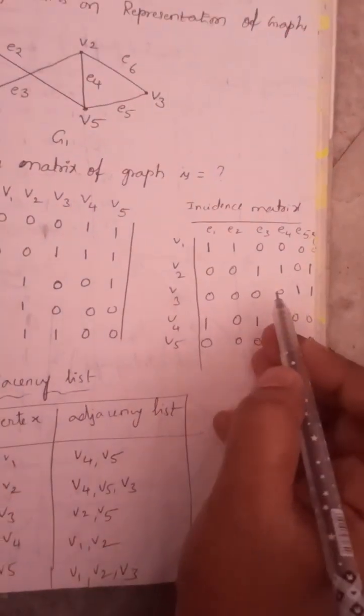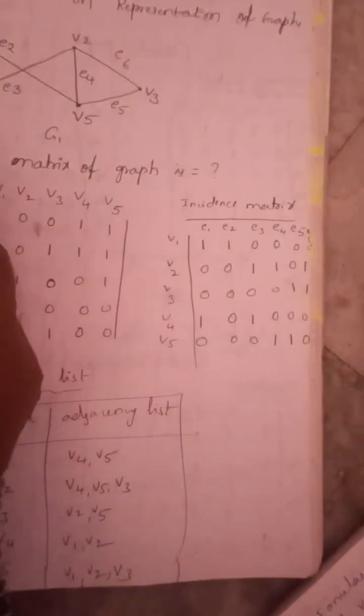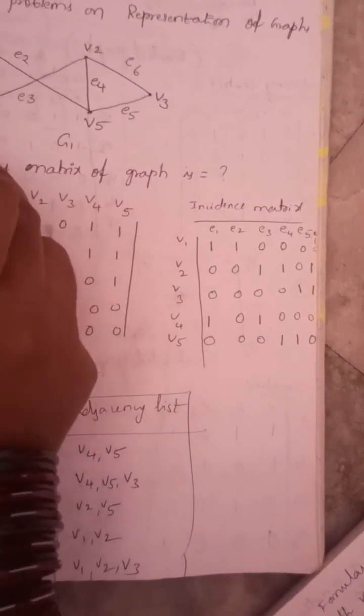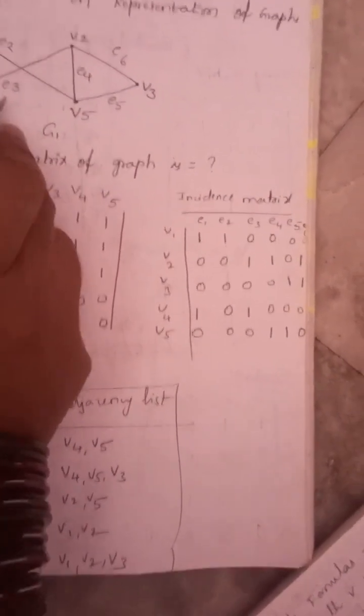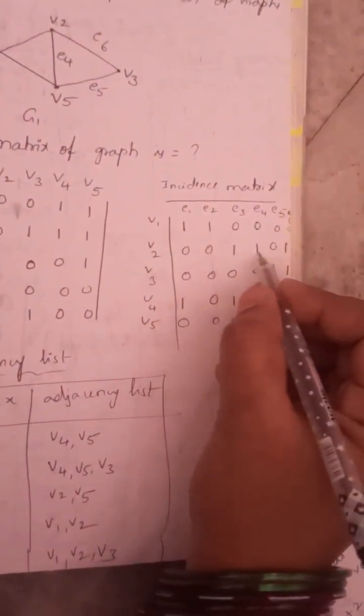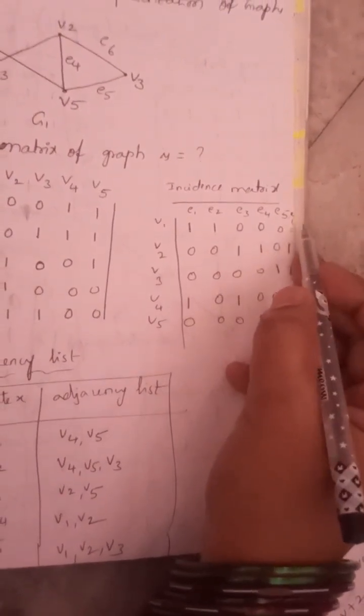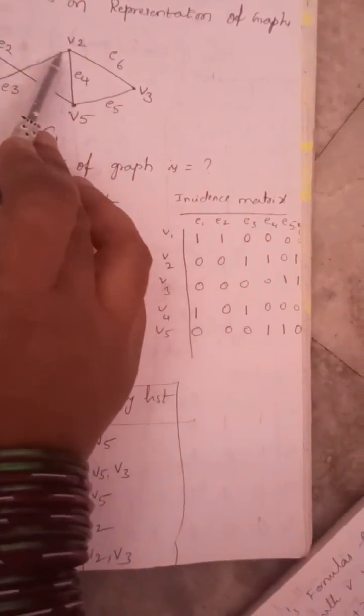Okay, that is why E3, V2 is also there. V2 is connected to E3 and V4 is connected to E3. That is why at that time we will get 1. And while taking E5 and V2, here E5 is here, V2 is here.